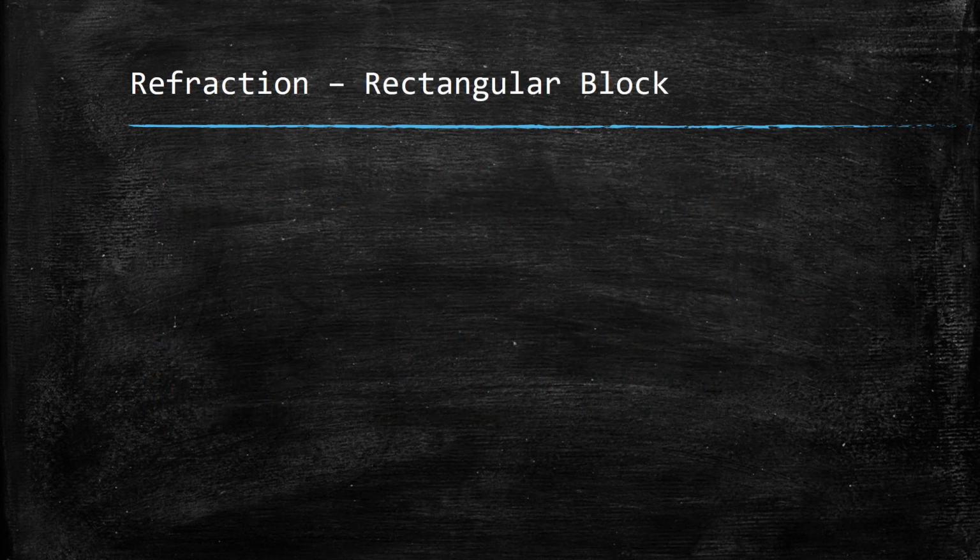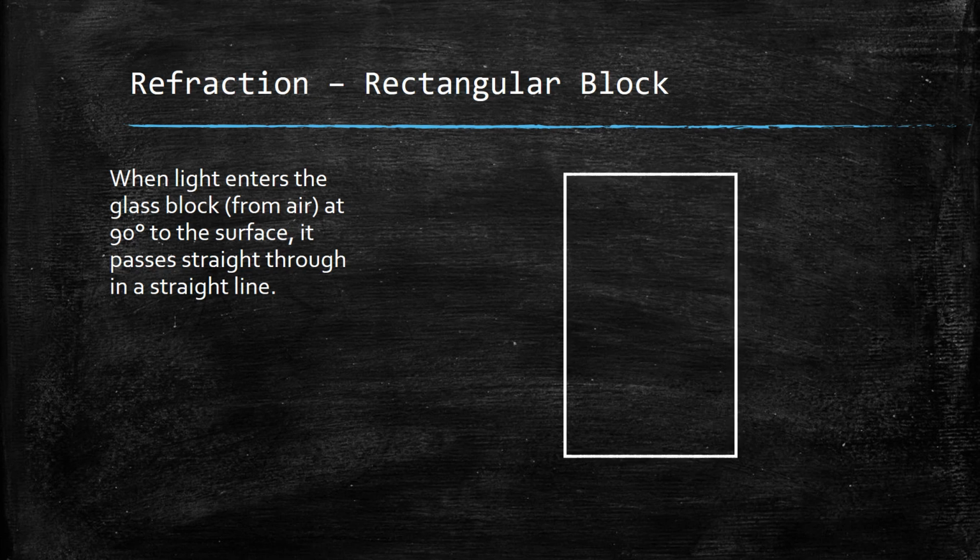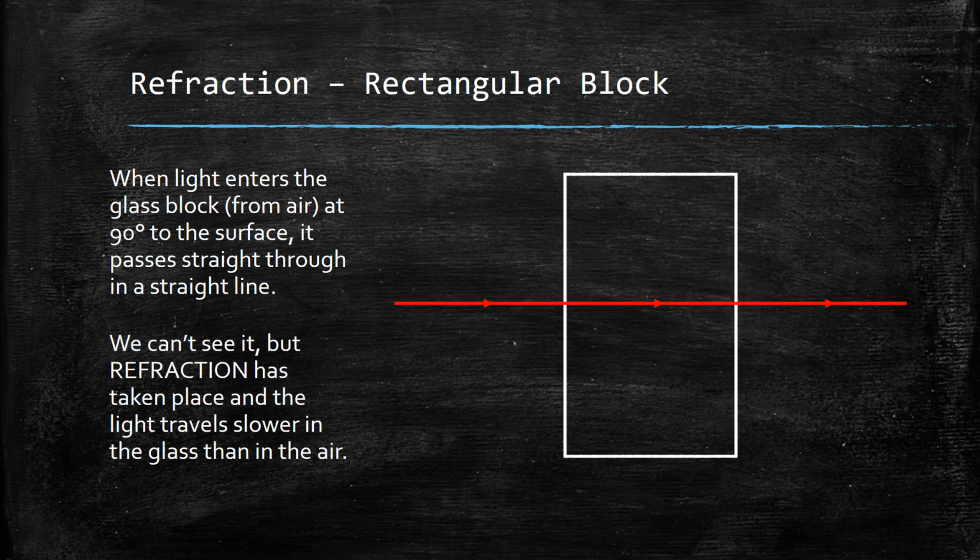Refraction through a rectangular block. When light enters the glass block from the air at 90 degrees to the surface, it passes straight through in a straight line. Now at this point, we can't see refraction, but refraction has taken place. Light travels slower in the glass than it does in the air, and that is the definition of refraction.